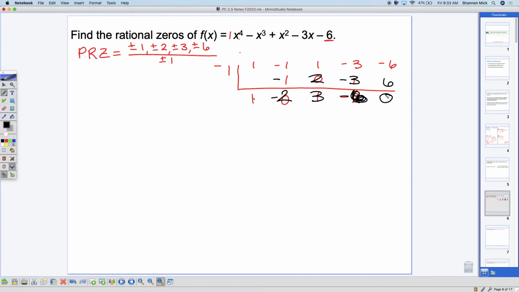0. So one of my x's is going to be what? Negative 1. Okay. One of them is going to be negative 1, correct? Because we got a remainder of what? 0. So 4 of the 8 are going to be right.